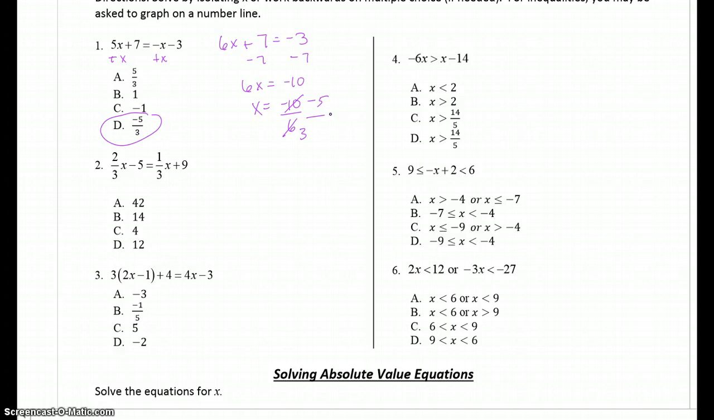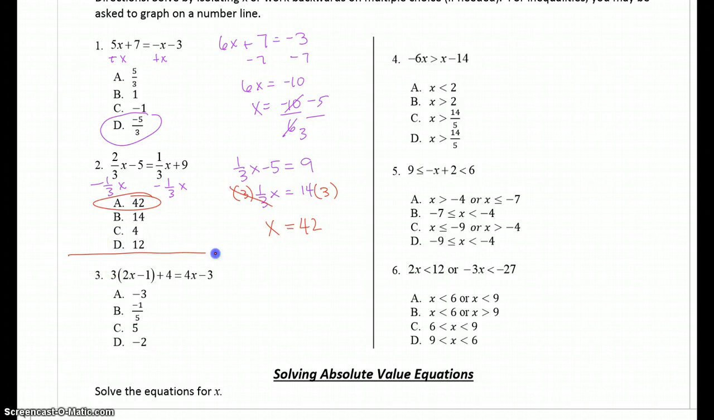Okay, number 2. Don't let the fractions scare you. You're doing the exact same thing. You're going to combine like terms, so I'm going to subtract 1/3 x from both sides. So if you have 2/3 minus 1/3, because they have a common denominator, it just gives us 1/3 x. Add 5 to both sides. And now we have 1/3 x equals 14. To get rid of the 1 over 3, we are going to multiply by the reciprocal, which is 3, or 3 over 1. That cancels the 3, and we have x equals 42.